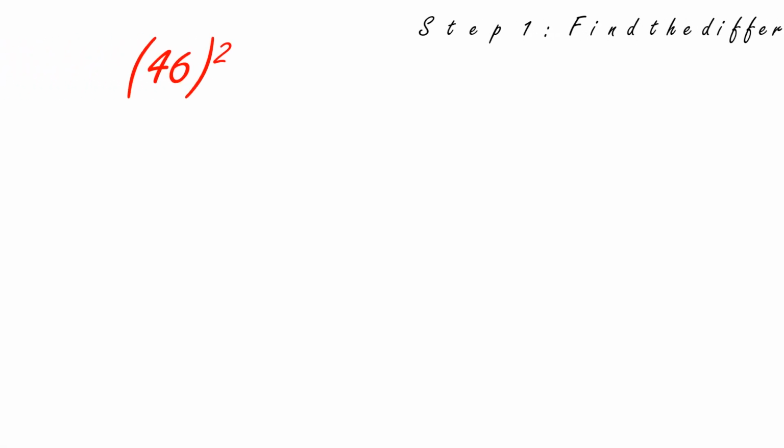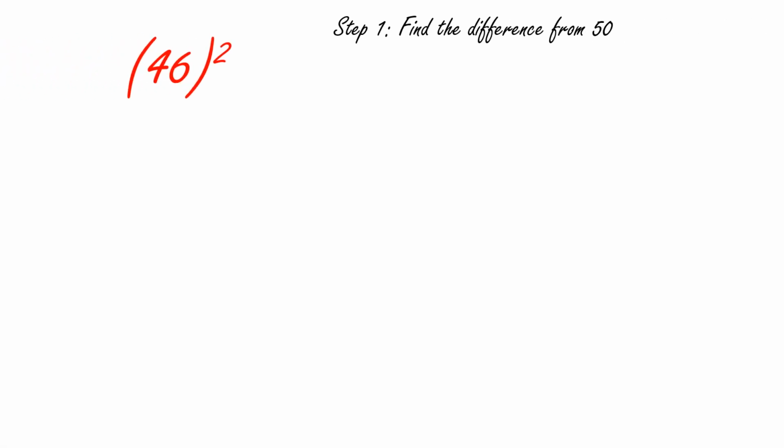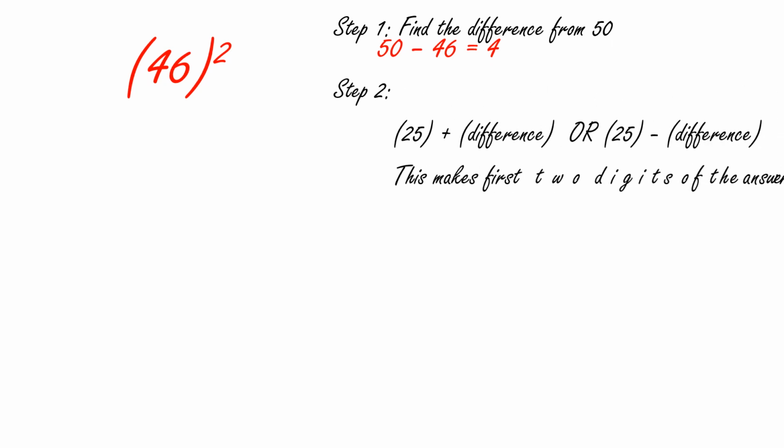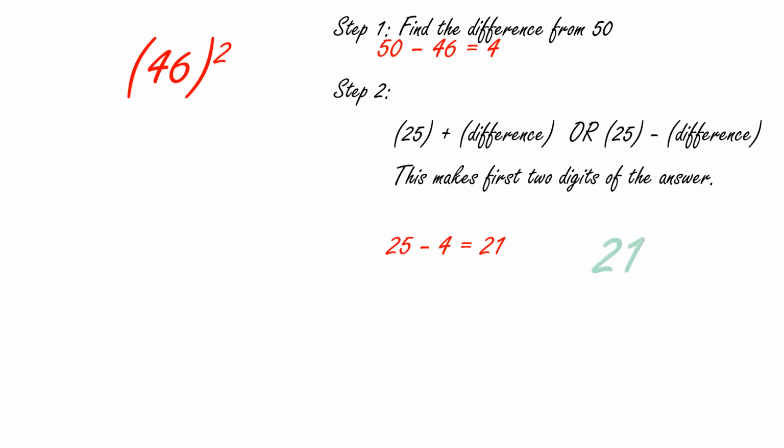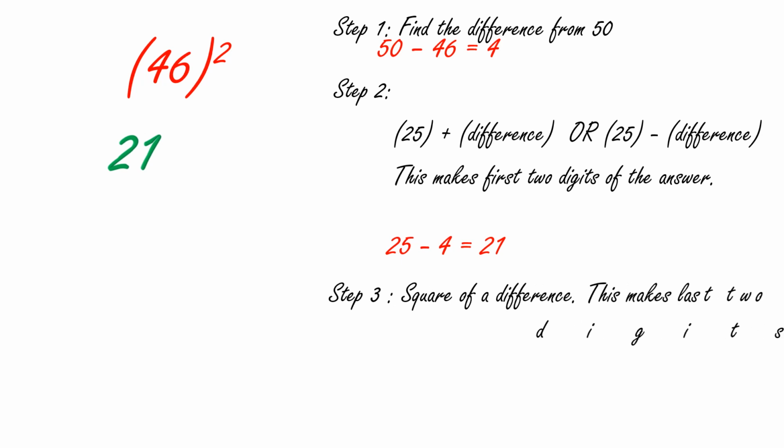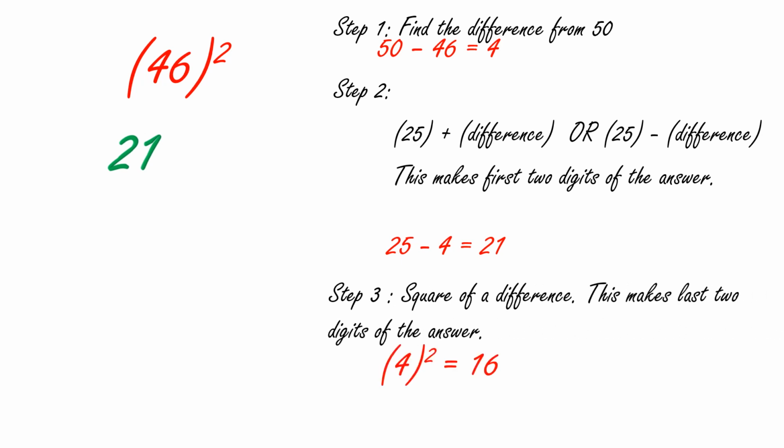Once again, let's try out 46 square. 46 is 4 less than 50, and as it is less, I have to subtract 4 from 25, that's 21. That's the first part of the answer. Step 3 is the difference square, that is 4 square, which is 16. It is already 2 digits. This is the second part of the answer. So 2116 is the answer.